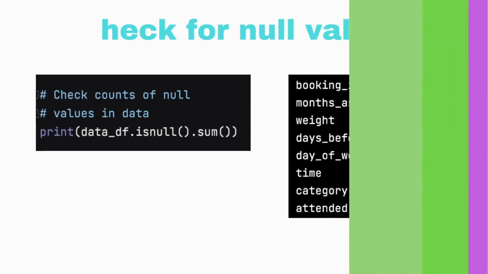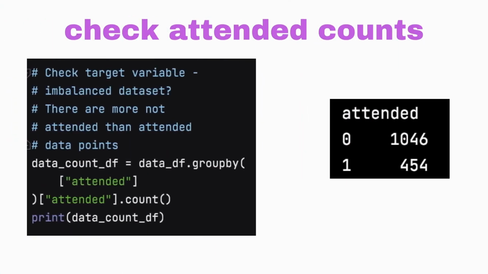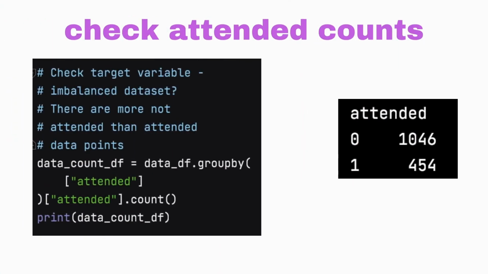What we're predicting is the variable attended. So I wanted to check whether the data set was balanced or imbalanced. When I say balanced, I mean, is there an equal number of attended and not attended data points? I used the following groupby and count to do this. Here you can see that it was 1046 not attend data points and only 454 attended data points. So this is an imbalanced data set. Depending on the type of classification model you're training, an imbalanced data set can lead to a biased model, which is more sensitive to the majority class.